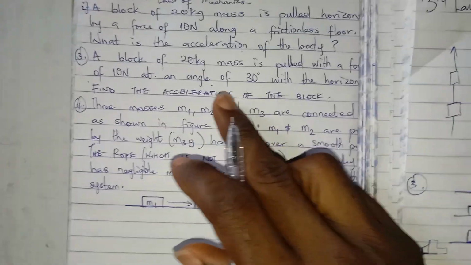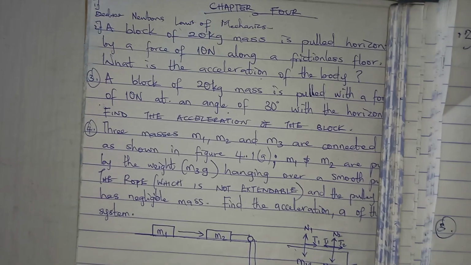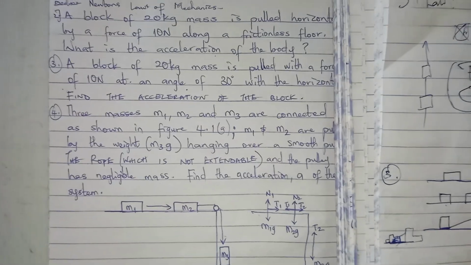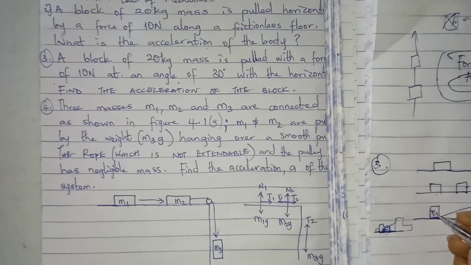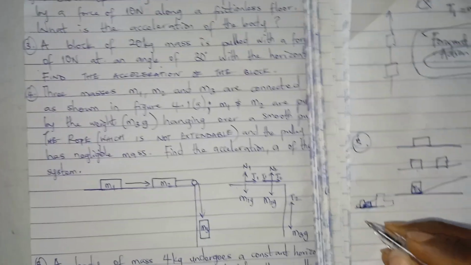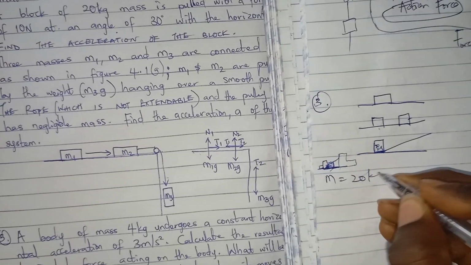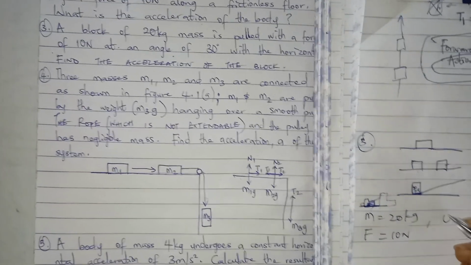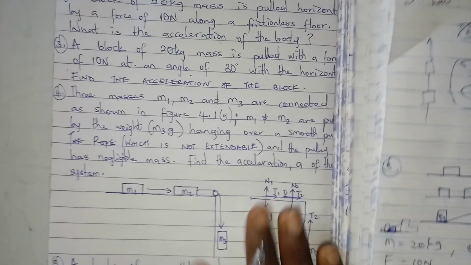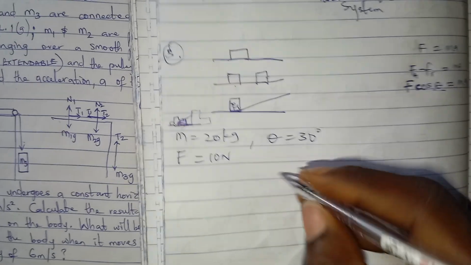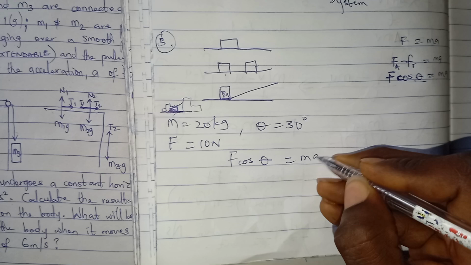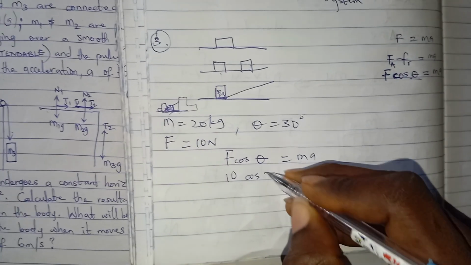So that means that this number 3, I'll simply say they gave me 20 kg mass pulled with a force of 10 Newton at an angle of 30 degrees. So M equals to 20 kg, F equals to 10 Newton. The angle theta is equals to 30 degrees. So making use of the formula, I will simply have F cos theta equals to MA. So 10 cos 30.